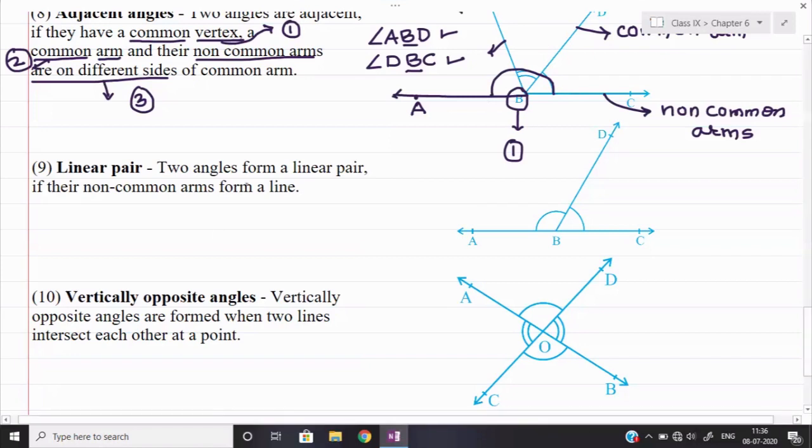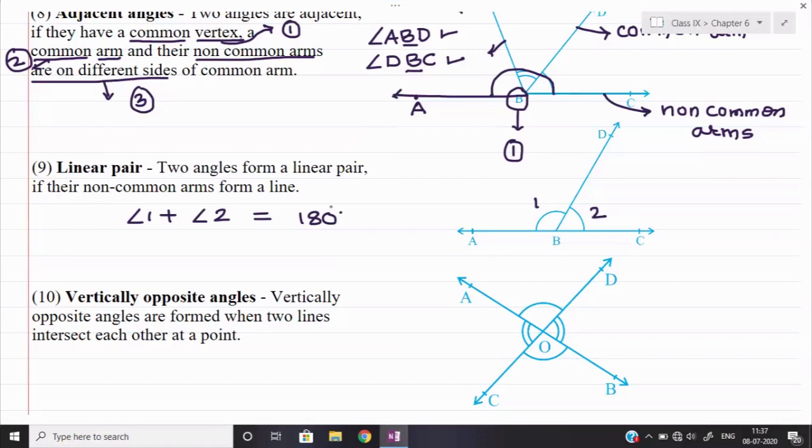If I say this is my angle number 1, means angle ABD, and CBD is angle number 2, then the addition of angle 1 plus angle 2 will always be equal to 180 degrees. So in that case the addition of these two angles will be 180 degrees. So remember, in the case of a linear pair, the two adjacent angles have a common arm, but the non-common arms form a line.